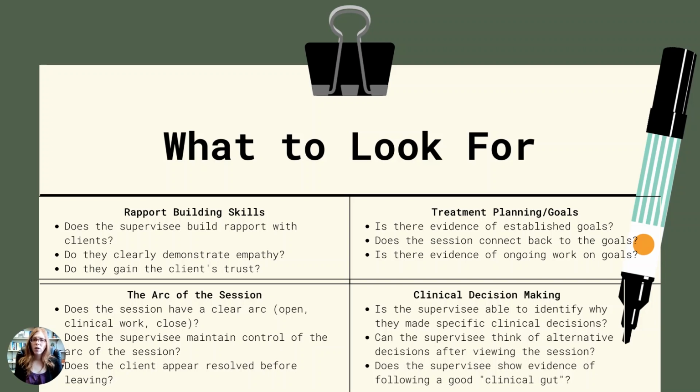We also want to look for the treatment plan and goals to show up in the session. You should know what the treatment goals are. There should be a treatment plan on file. And so do you see those goals coming out in the session, or is it connecting back the interventions that they're doing? Is it connecting back to the treatment plan? Is there evidence in the conversation of referring to the work that's been done? Can you see the progress on the goals so far?